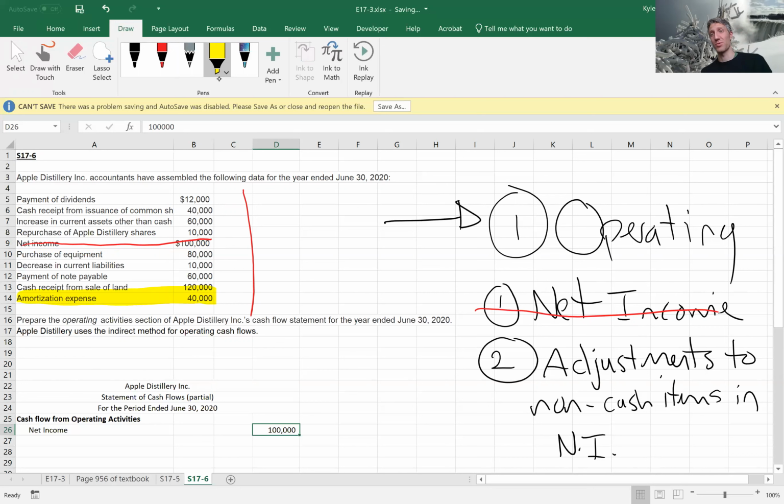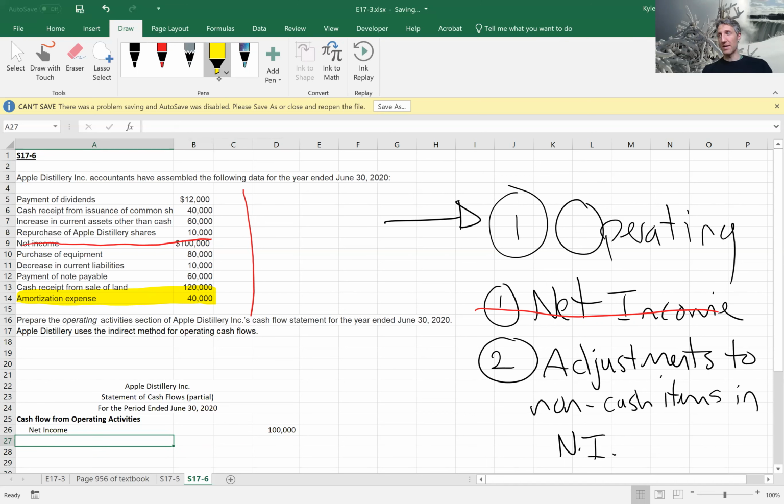It's a non-cash transaction on the income statement. Payment of dividends isn't on the income statement. Cash receipt for common shares, that's not on the income statement. Increase in current assets, no. Repurchase of shares, no, that's a financing activity. Purchase of equipment, payment of note payable. Okay, so really there's just one non-cash income statement line item here, and it's amortization.